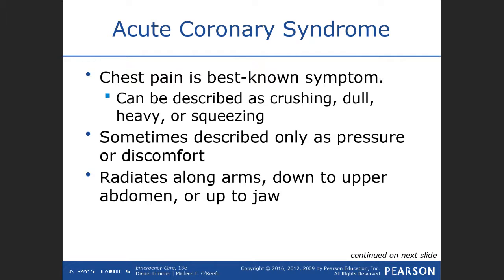Same thing can happen with gallbladder pain. Somebody who's having a gallbladder attack will quite often feel pain in their right shoulder. It's just a matter of a mixed signal. So don't let that distract you.